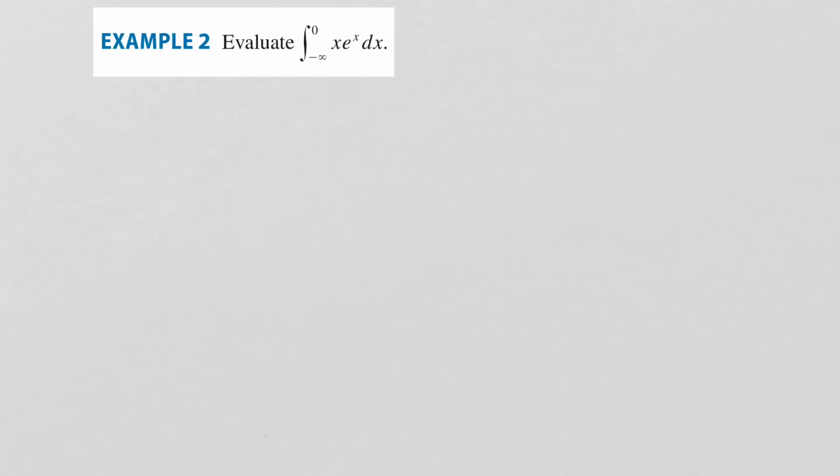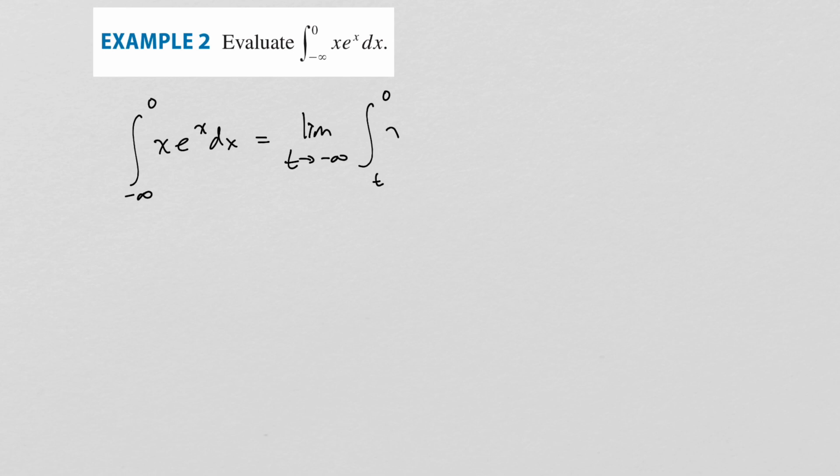In our next example, we have the integral from negative infinity up to 0 of the function x e to the x. So let's go ahead and use the definition to rewrite this integral as the limit as t goes to negative infinity of the integral from t to 0 of x e to the x dx. So now we're going to have the limit as t goes to negative infinity of the antiderivative, and then we'll evaluate that from t to 0. But the big question here is, what is the antiderivative? So let's work on that.